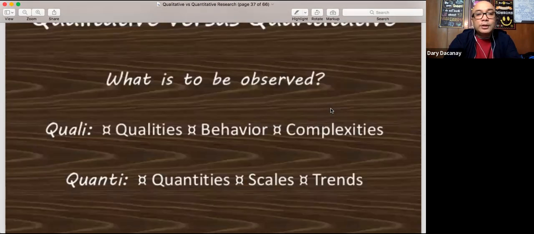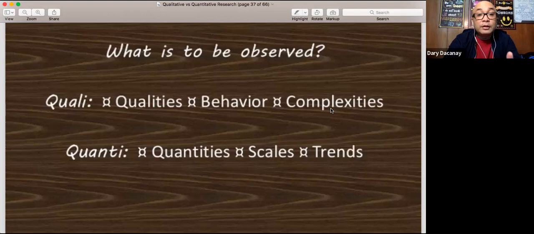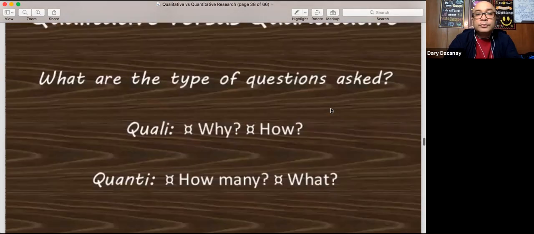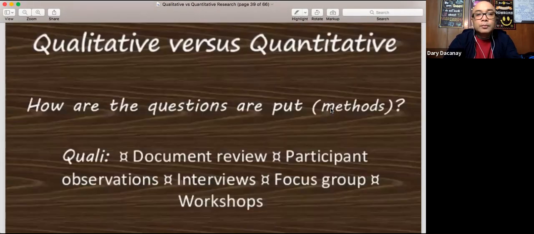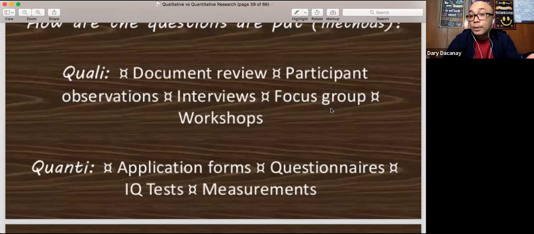So what is to be observed? In qualitative, behavior and complexities; in quantitative, quantities, scales, and trends. So what are the types of questions being asked in qualitative? Normally, the why and the how. Okay, yun lang, why and how. And in quantitative, how many and the what. So makikita rin yan in the formulation of your research questions, whether it's qualitative or quanti. Okay, how the questions are put, methods. In qualitative, the document review, the artifacts, participant observations, the interview, focus group, and even the workshops. Quantitative, the application forms, the questionnaires, the IQ test or the test or the measurements.